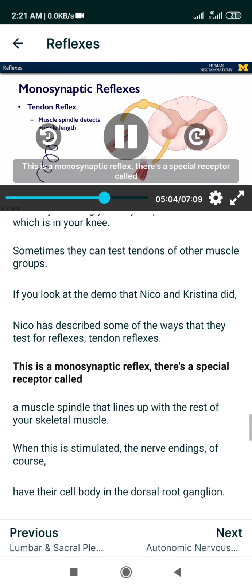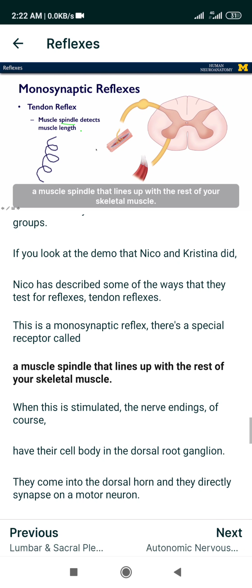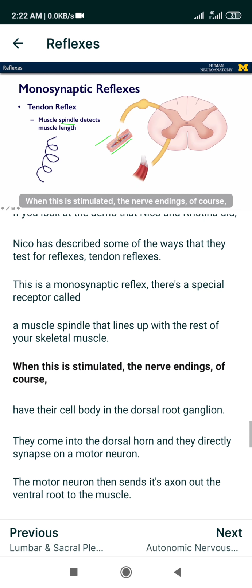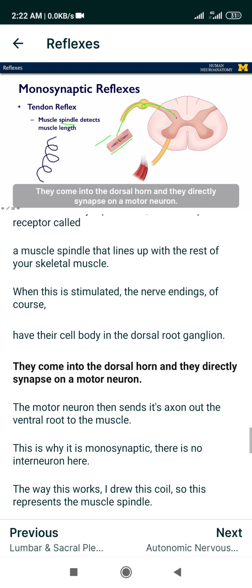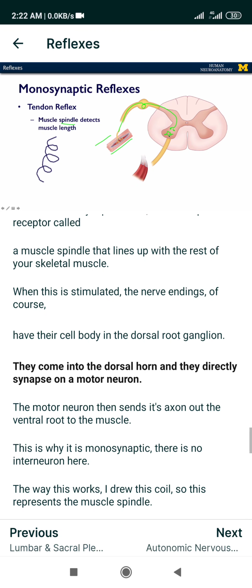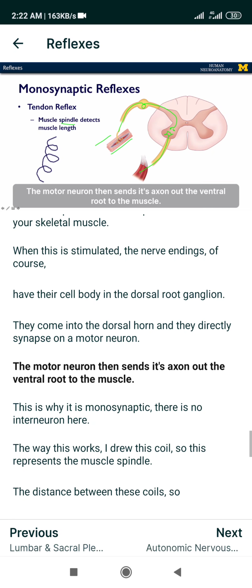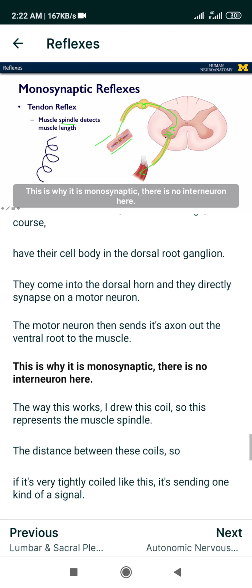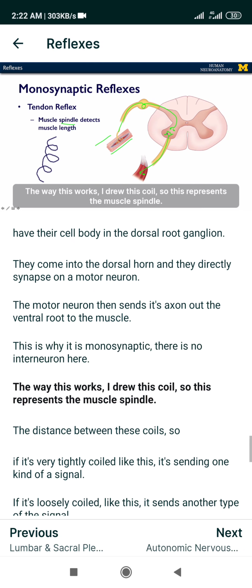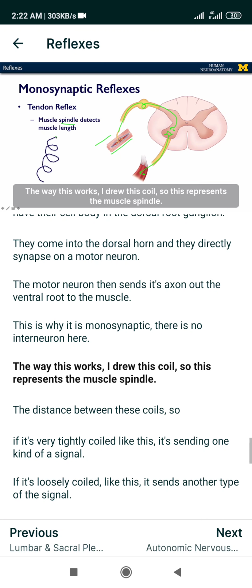There's a special receptor called a muscle spindle that lines up with the rest of your skeletal muscle. When this is stimulated, the nerve endings, of course, have their cell body in the dorsal root ganglion. They come into the dorsal horn and they directly synapse on a motor neuron. The motor neuron then sends its axon out the ventral root to the muscle. This is why it's monosynaptic. There's no interneuron here. The way that this works, I drew this coil. So this represents the muscle spindle.